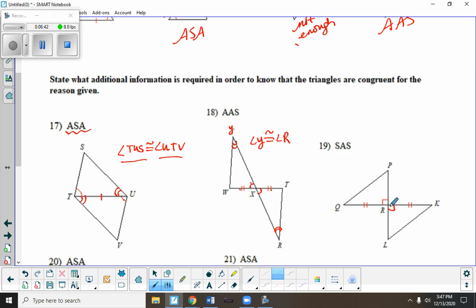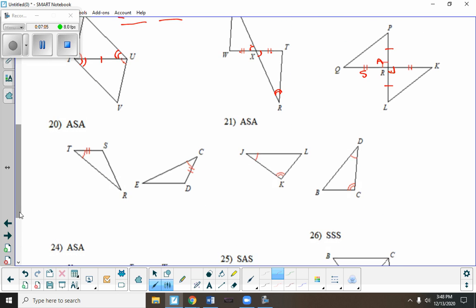All right, so here we have those angles congruent. So if you're going to use side angle, it'd have to be this one right here. Side angle, this one right here. So segment PR would have to be congruent to segment LR. Then you would have side angle side. Okay, in the next one, angle side angle. So angle side, it'd have to be this angle. Angle side, it'd have to be this angle. So that would be ASA.